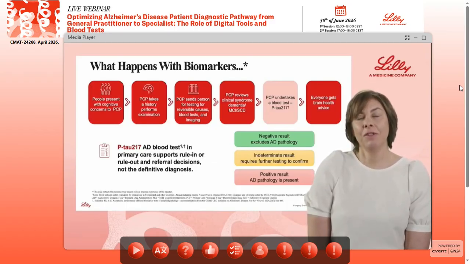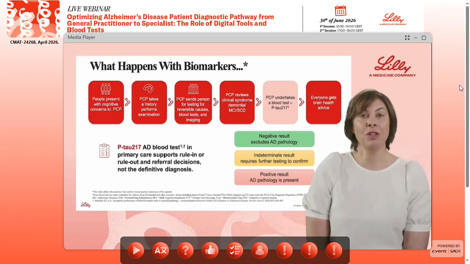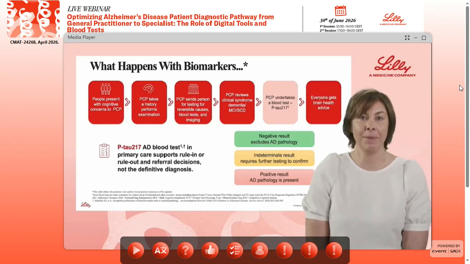So I see there is a future where we can perhaps use these blood tests to triage people so that they can access a specialist in a more timely way, but not without suitable education of the practitioners who are using the test.